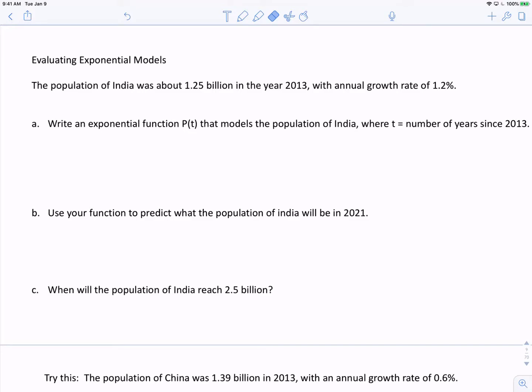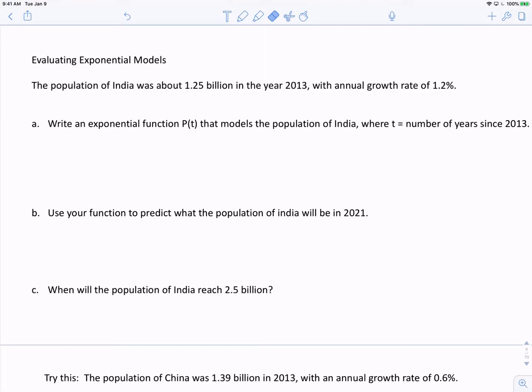Evaluating exponential models. The population of India was about 1.25 billion in the year 2013, with an annual growth rate of 1.2%. Write an exponential function p of t that models the population of India, where t is the number of years since 2013. Use your function to predict the population of India in 2021, and when will the population of India reach 2.5 billion.